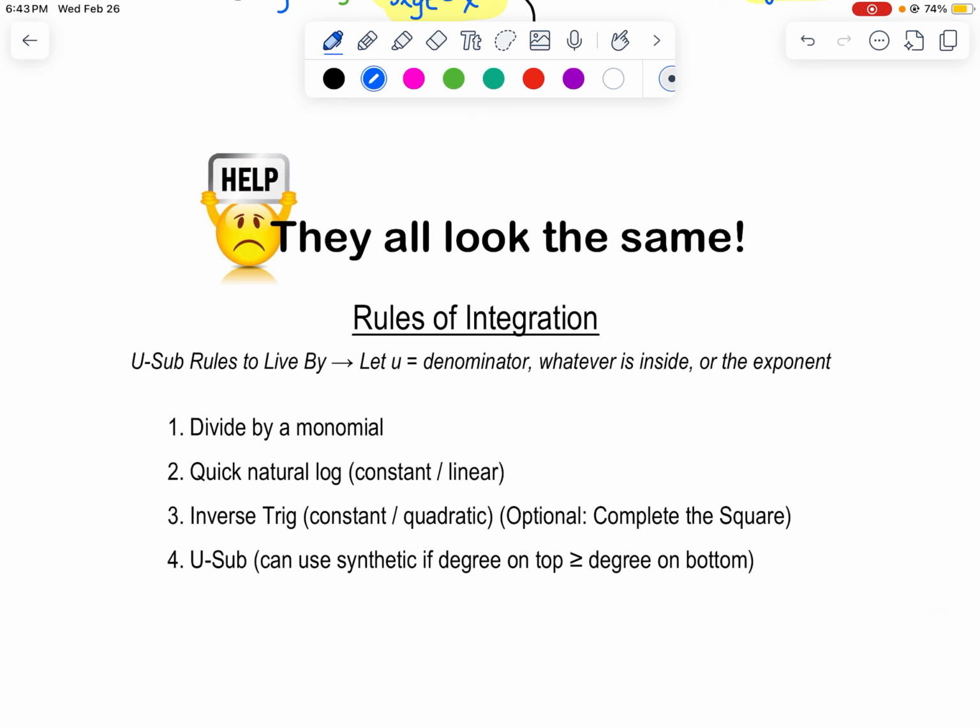Okay, so rules of integration. They all start to look the same. So kind of the 4-step process to go through is first look to divide by a monomial. That's a single term on the bottom. If not, look to see if that's a quick natural log. That would be a constant over a linear. If not that, then look to see if that's inverse trig. That would be a constant over a quadratic, possibly completing the square, but not on our quiz. And then if all else fails, do U substitution, and synthetic division pops into that if the degree on top is greater than or equal to the degree on the bottom.